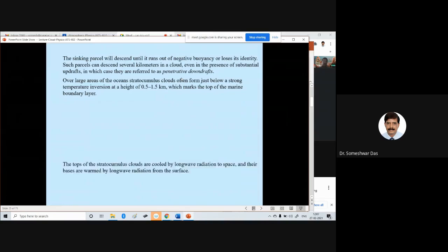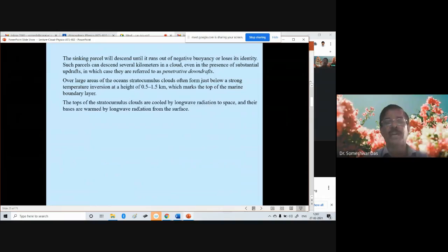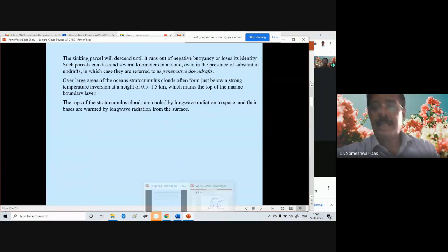So the tops of the stratocumulus clouds are cooled by longwave radiation to space. Like we have got a stratocumulus cloud.